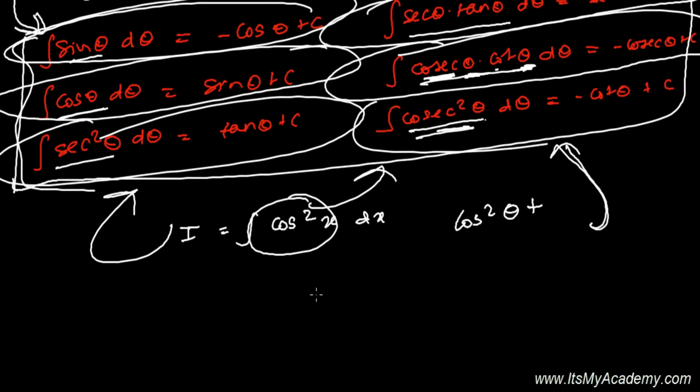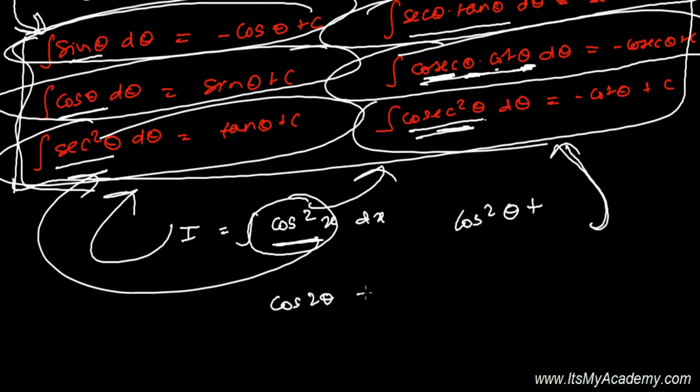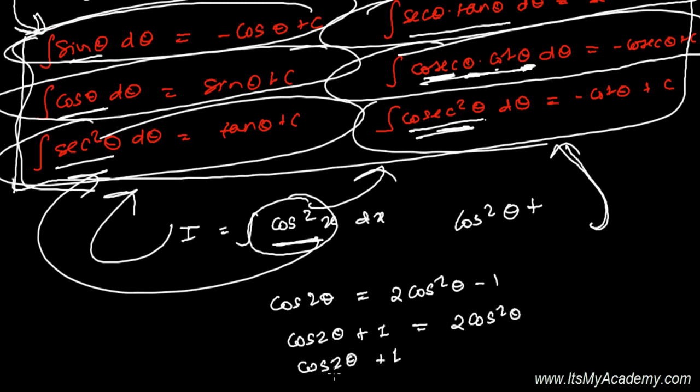So now I'm searching in my brain for a formula in which I will get cos square, so that I can convert this into a formula format. And now one thing is coming to my mind: I had learned that cosine of 2 theta is 2 cos square theta minus 1. So from here I can say that cosine of 2 theta, this minus will come to this side and become plus, equals 2 cos square theta, and cosine of 2 theta plus 1 divided by 2 is going to be cos square theta.